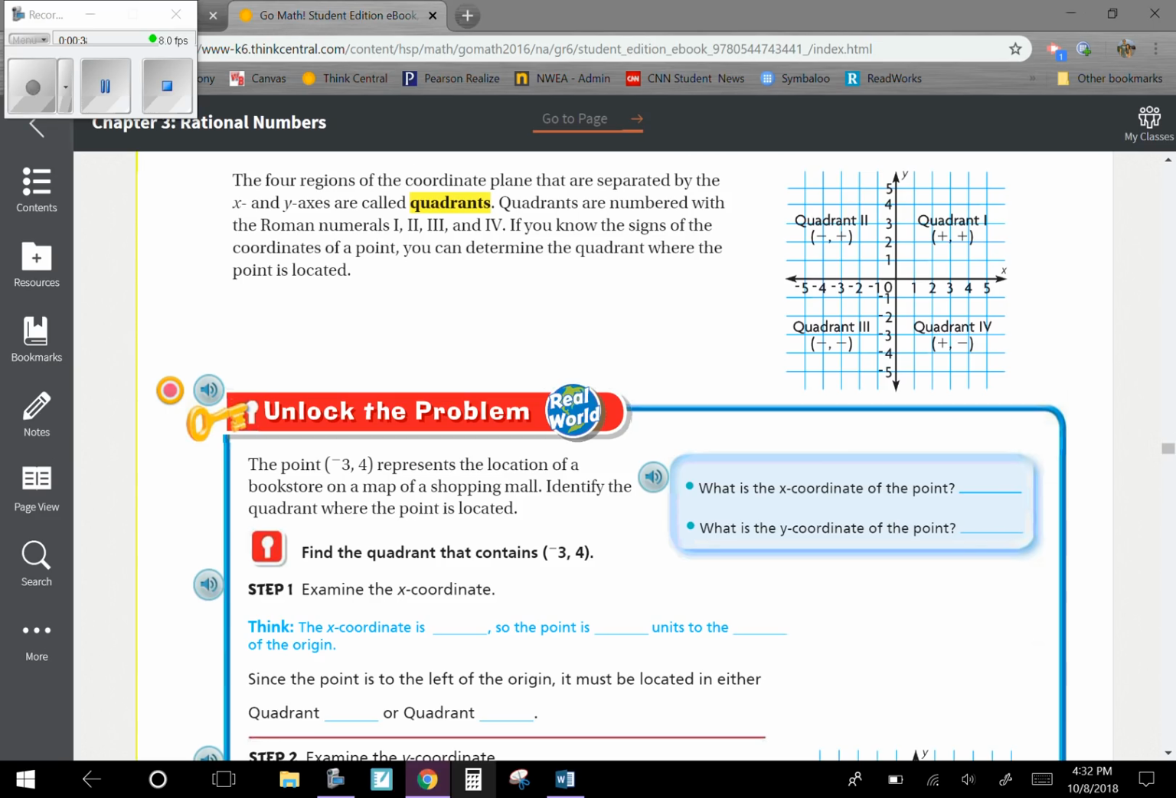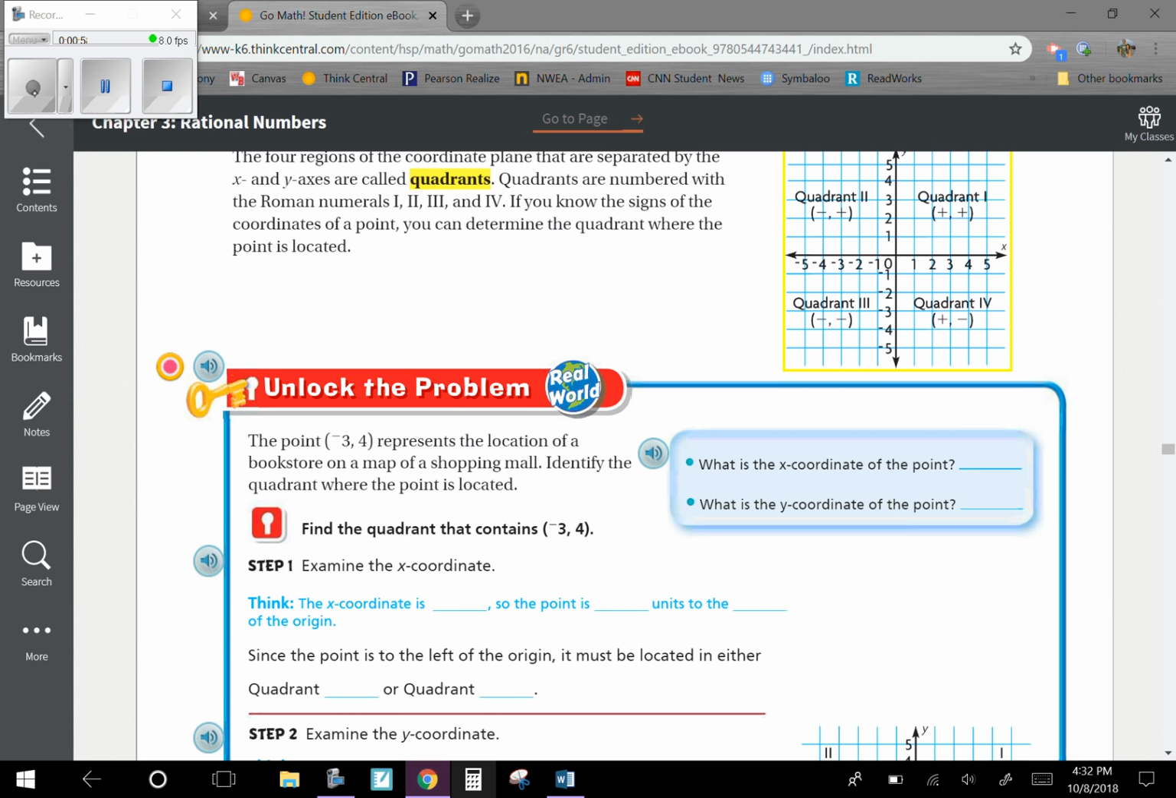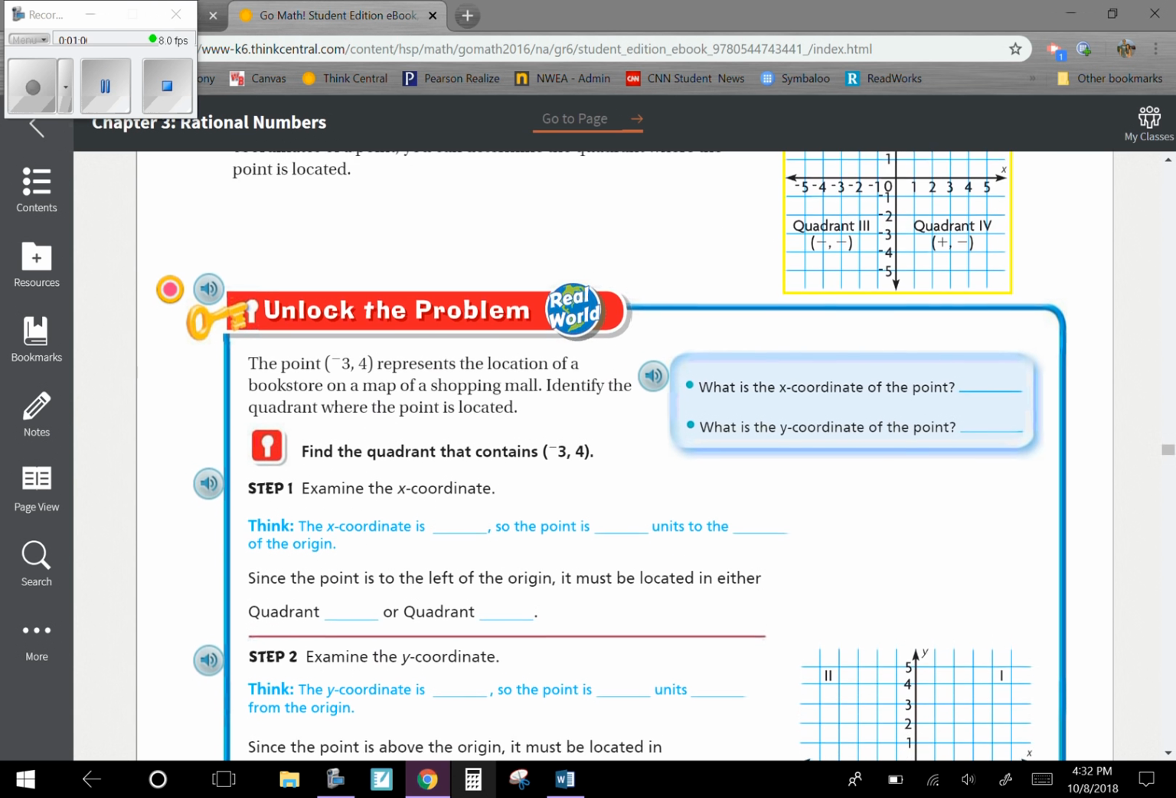So it says that if the x-axis is positive and the y-axis is positive, it's in quadrant 1. So if it's negative, it's quadrant 2. Or sorry, negative, positive is quadrant 2. Negative, negative is quadrant 3. And positive, negative is quadrant 4, right there in that graph.